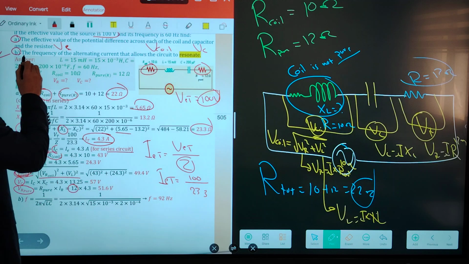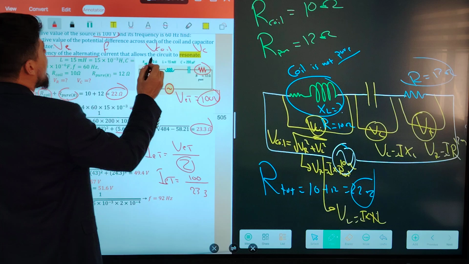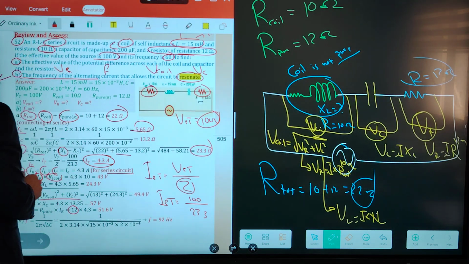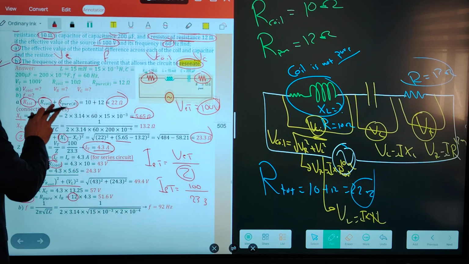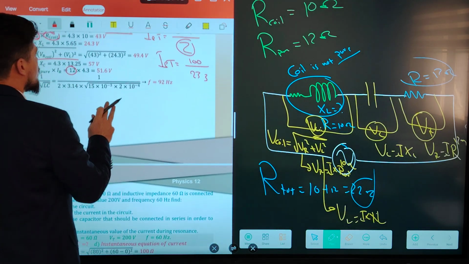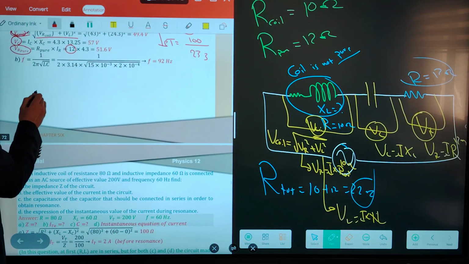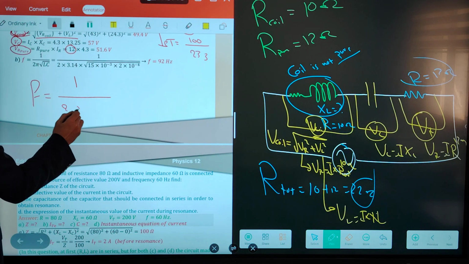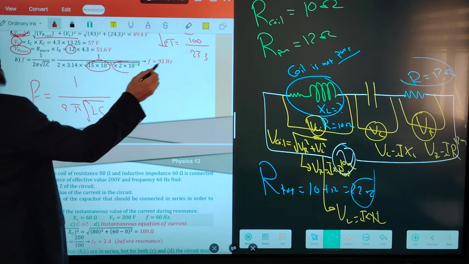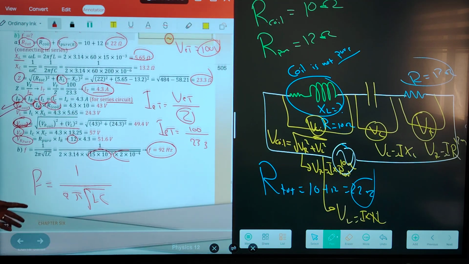Okay? Guys, branch B, the frequency of the alternating current. What is the unknown frequency of the alternating current that allows the circuit to what? Resonate. At this frequency, the circuit does not reach the resonance. We have to find at which frequency the circuit reaches the resonance, or at which frequency allows the circuit to resonate. Frequency is equal to 1 over 2 pi square root of LC. Do we have L? Yes. C. Just at 92 hertz, the circuit becomes resonant.